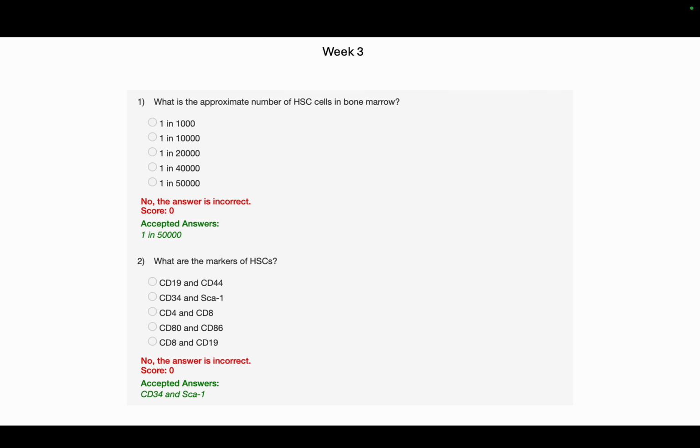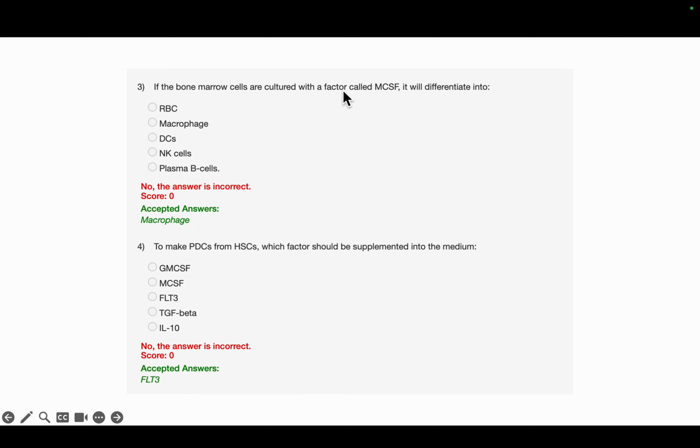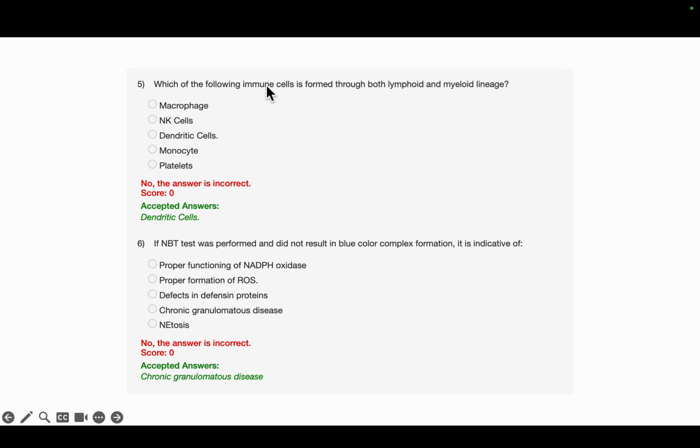We will discuss week 3's assignments. The question is, what is the approximate number of hematopoietic stem cells in bone marrow? It is around 1 in 50,000. What are the markers of hematopoietic stem cells? CD34 and SCA1. If the bone marrow cells are cultured with a factor called MCSF, they will differentiate into macrophages. To make PDCs from hematopoietic stem cells, which factor should be used? Factor FLT3. Which of the following immune cells is formed through both lymphoid and myeloid lineage? It's dendritic cells.